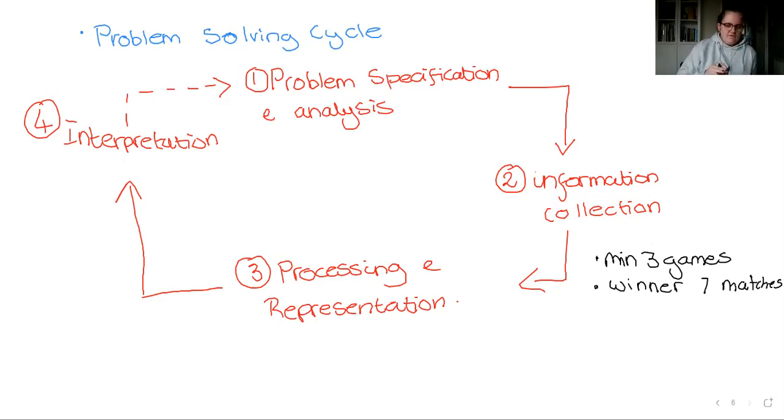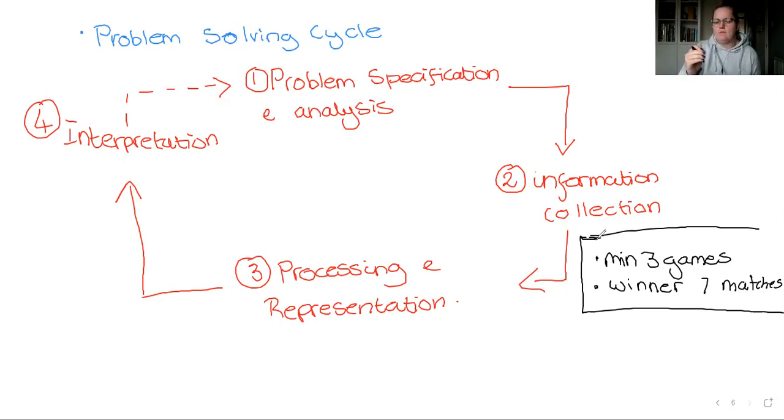Okay, so they're your specifications. They are what your answer to your problem is going to have to fit. It's going to have to fit into these. We've got a minimum of 3 games. So we're going to have enough teams. We've got a minimum of 3 games, and the winner's going to play exactly 7 matches.